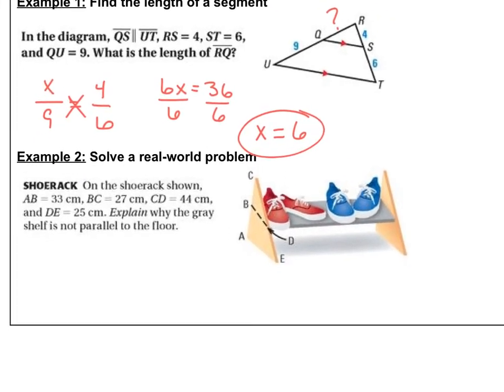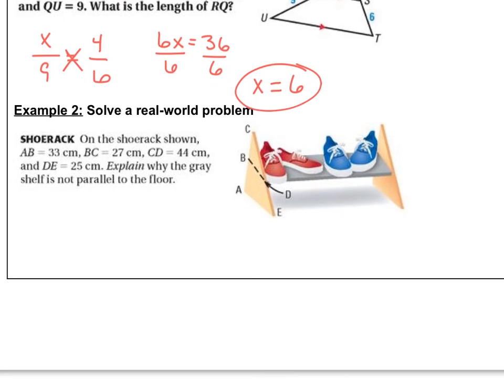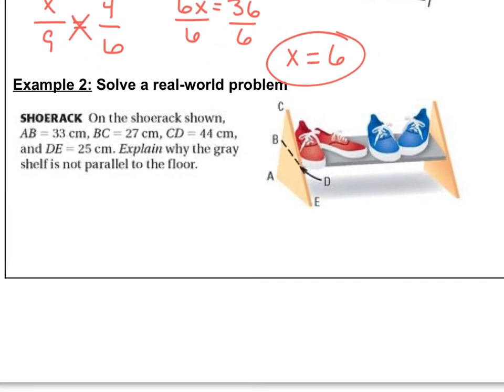Okay, let's talk about it in a real-world situation. Okay, so we have a shoe rack shown. AB over here is 33, so I'm just going to fill in the information I have. BC is 27. Let's see, CD is 44. Not going to be able to see red there, so here's 44. And DE is 25. Okay, they want us to explain why the gray shelf is not parallel to the floor.